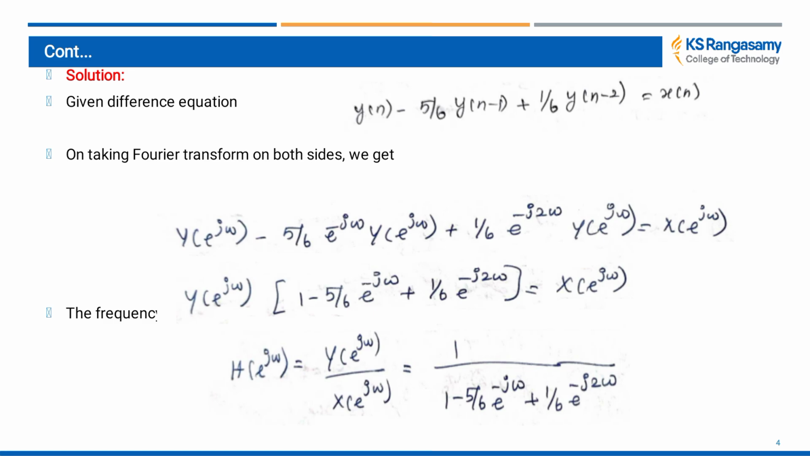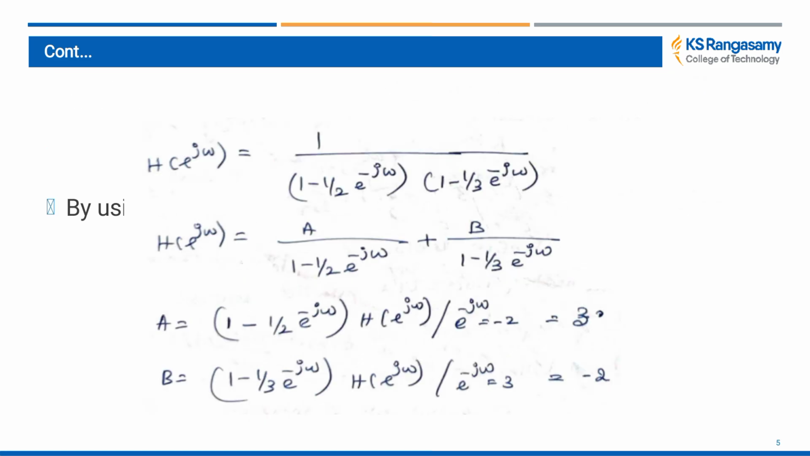And for x of n, we have X of e power j omega. Take Y of e power j omega as a common term, and we have Y of e power j omega divided by X of e power j omega, which is the transfer function, also called the frequency response of the system, which is given by 1 divided by 1 minus 5 by 6 e power minus j omega plus 1 by 6 e power minus j2 omega.